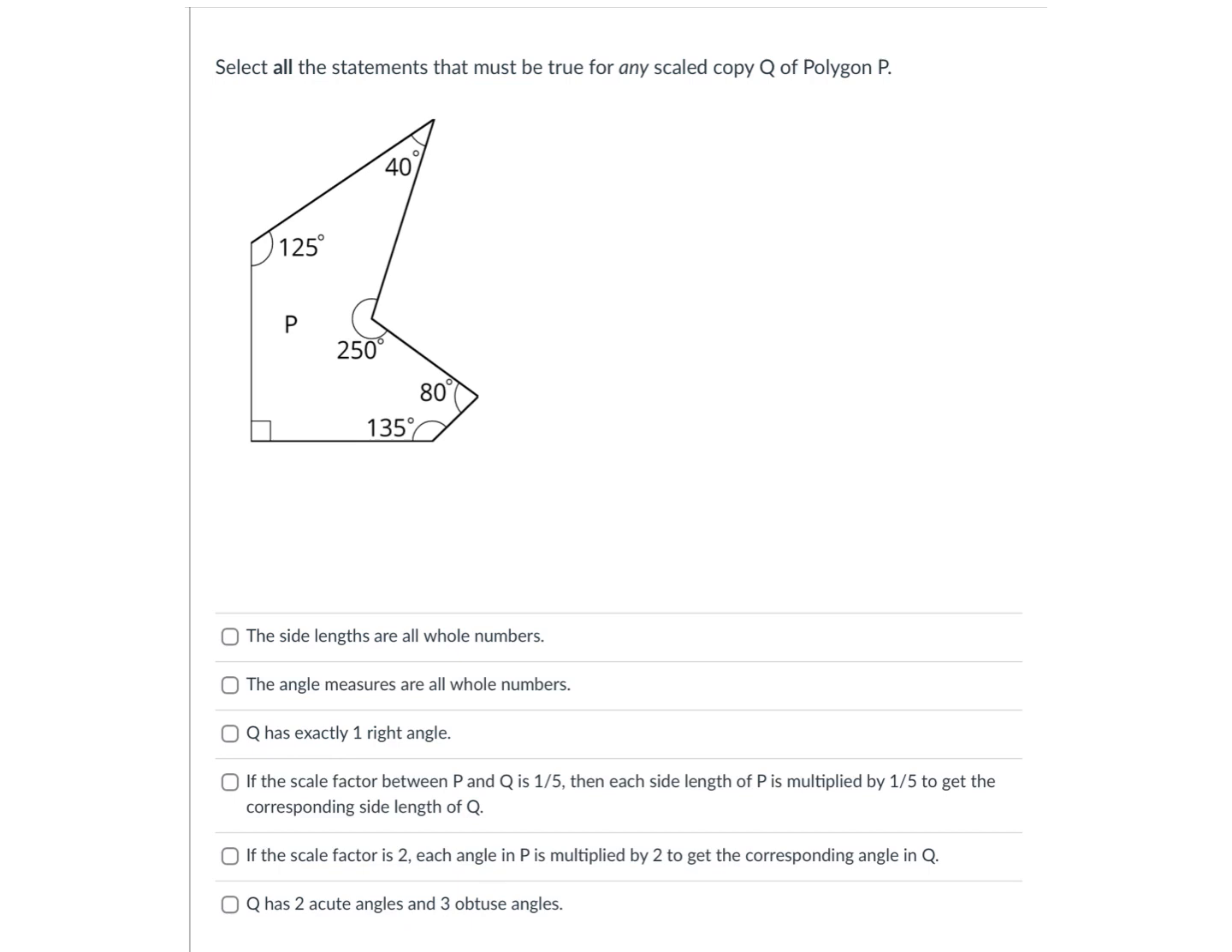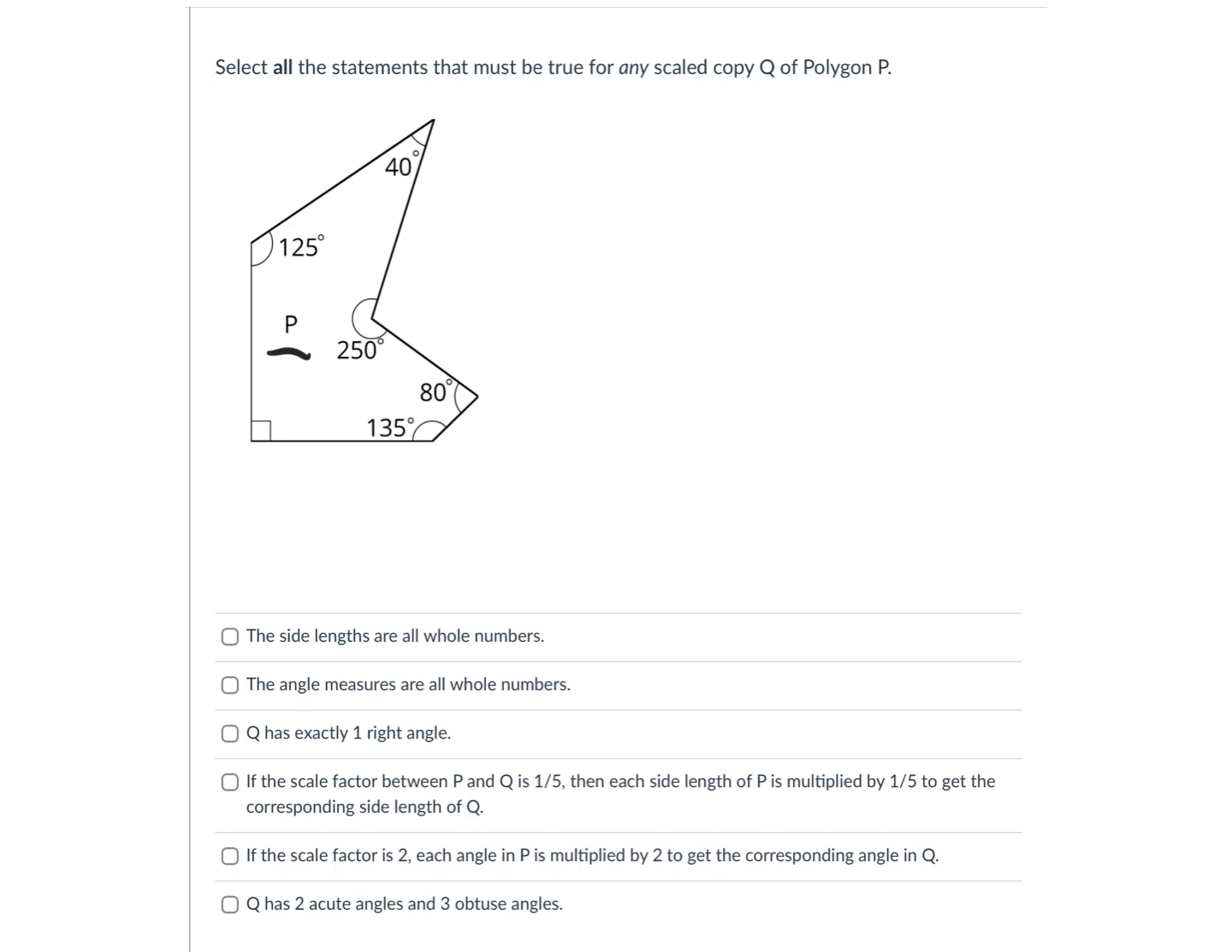All right, on number 1, it says select all the statements that must be true for any scaled copy Q of the polygon P. So this one right here is polygon P. It tells us right here. So we have some scaled copy. Could be bigger, could be smaller, but it's going to look like P.